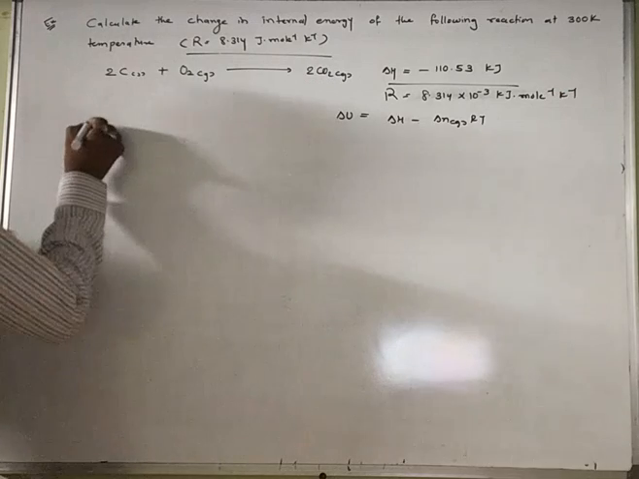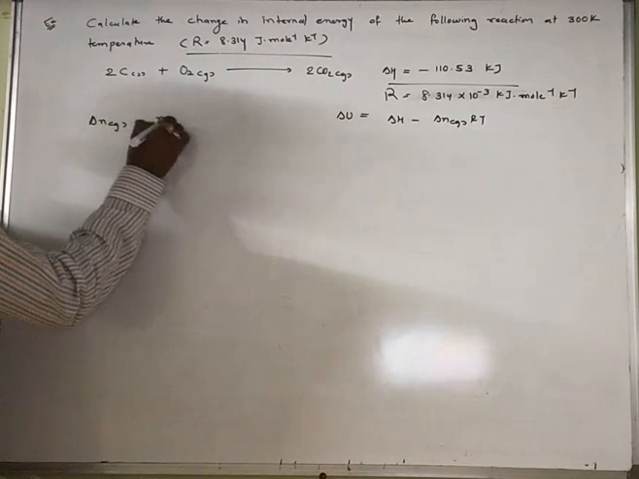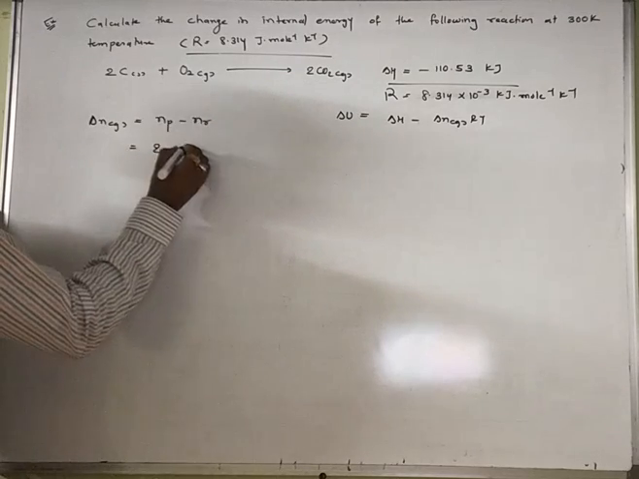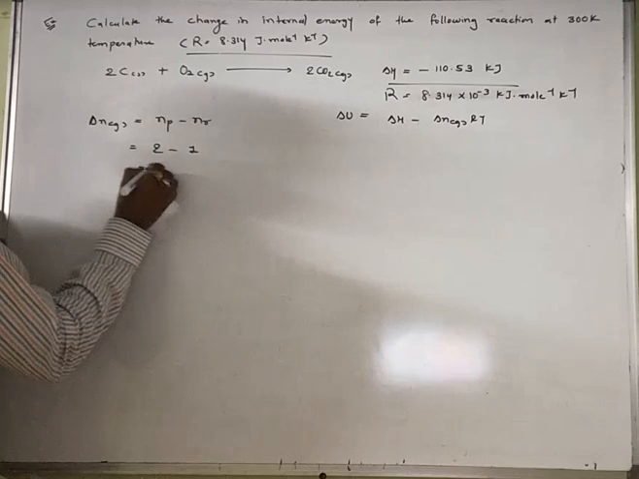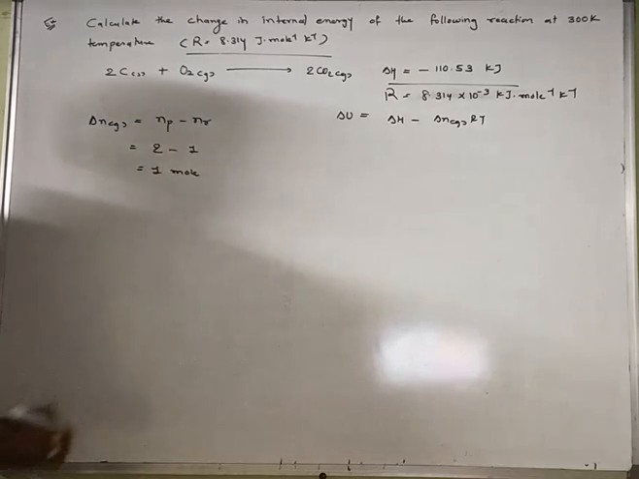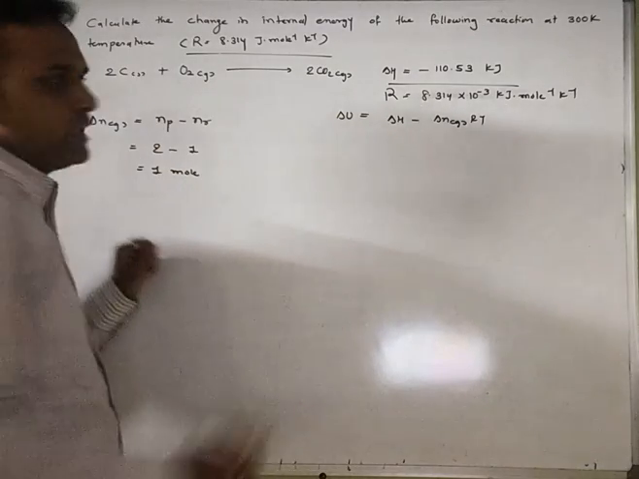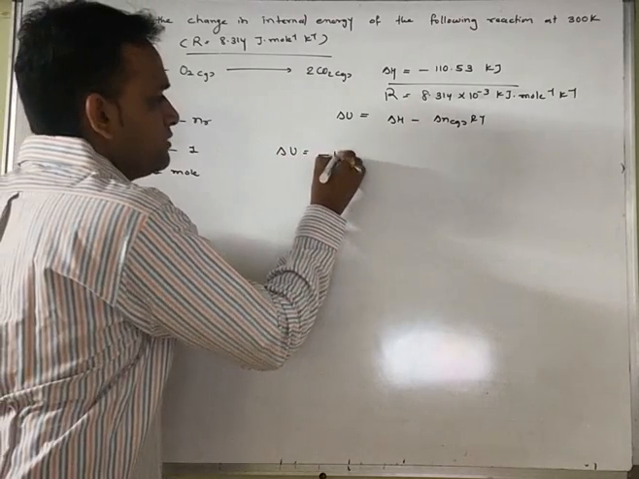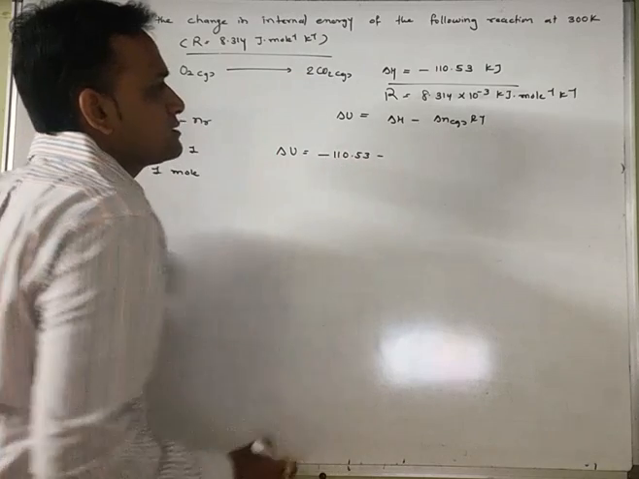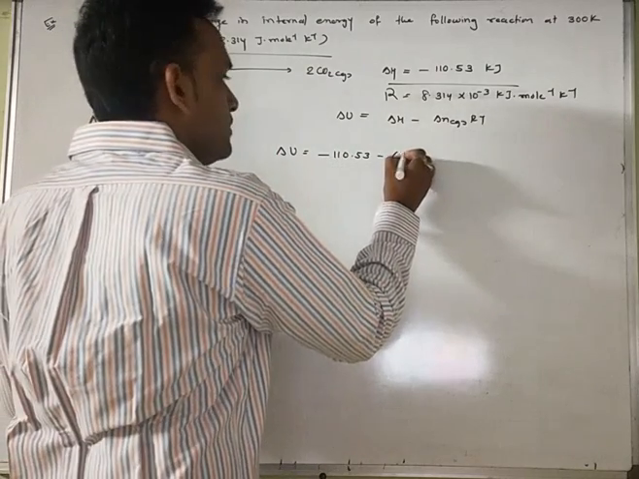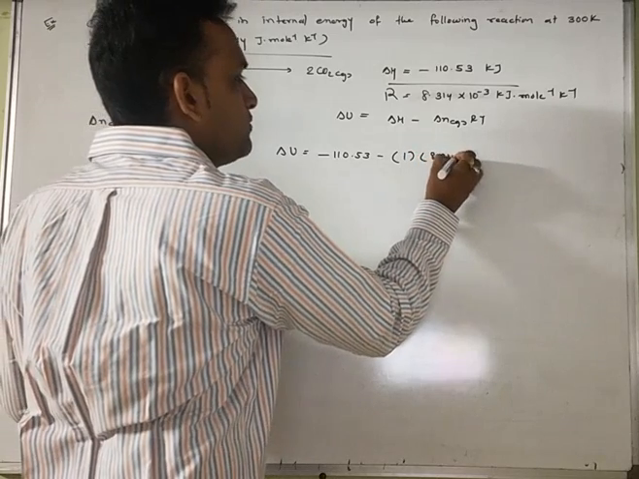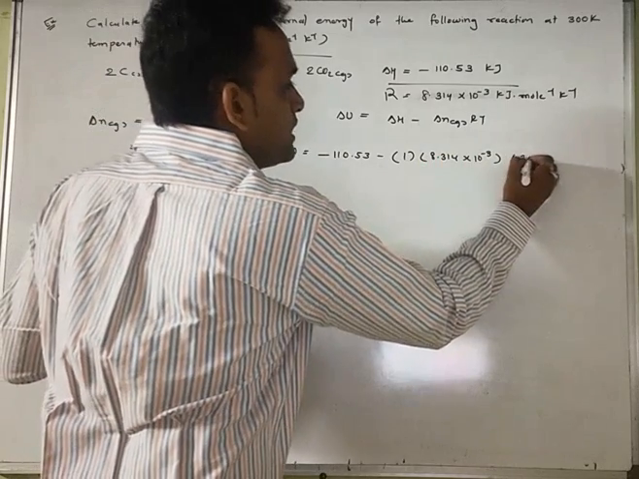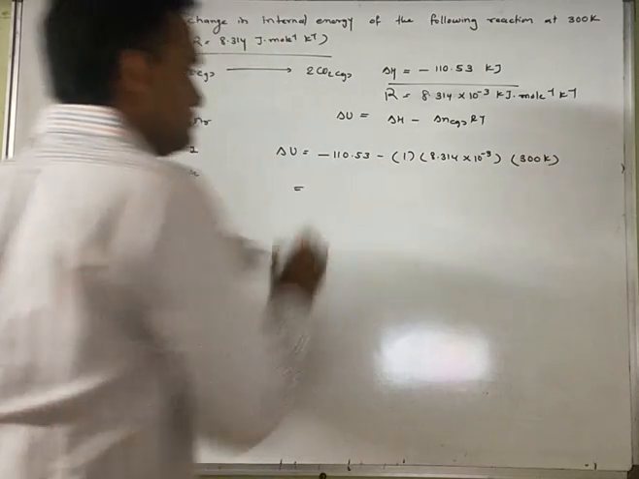Now here delta Ng, that is equal to np minus nr. The moles of product are 2, the moles of reactant are only 1, so you can get 1 mole, right? Now put the value over here. You can get delta U equals, what is delta H? Minus 110.53 minus, here delta Ng is 1, into 8.314 into 10 raised to minus 3, and the temperature given is 300 Kelvin. Let's find out.